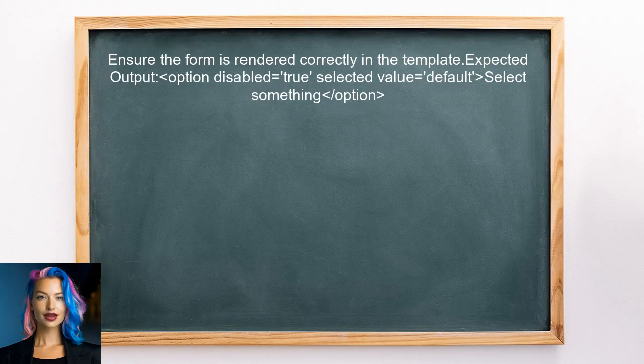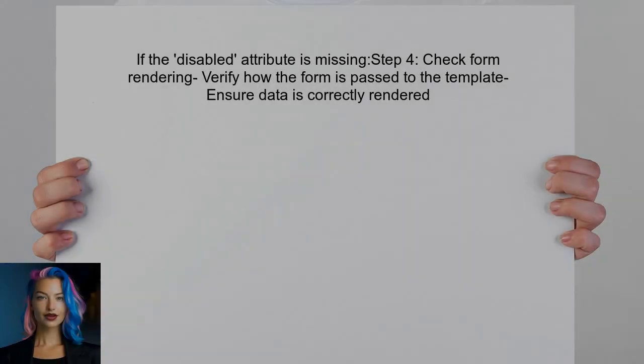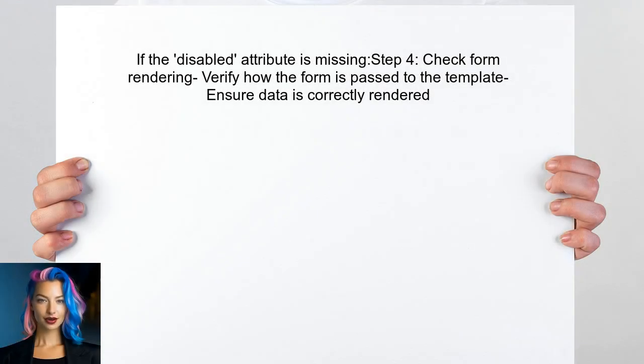After setting the disabled attribute, the user should ensure that the form is rendered correctly in the template. This means checking that the output includes the disabled attribute as expected. If the output does not show the disabled attribute in the template, the user may need to check how the form is being rendered. They should ensure that the form's data is being passed correctly to the template.